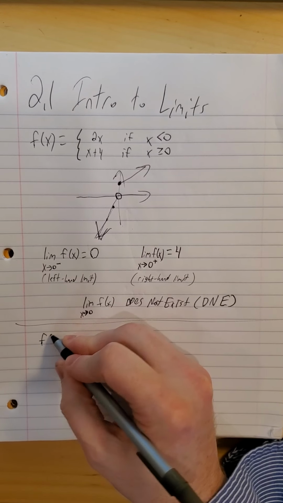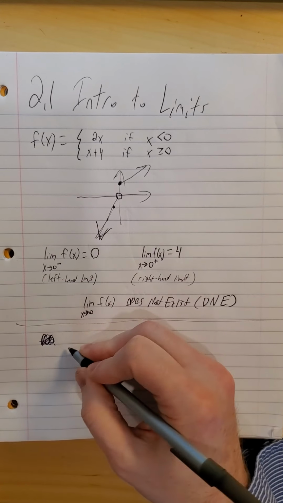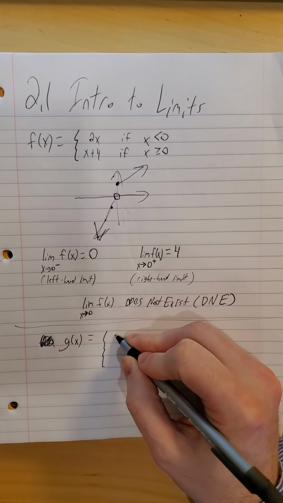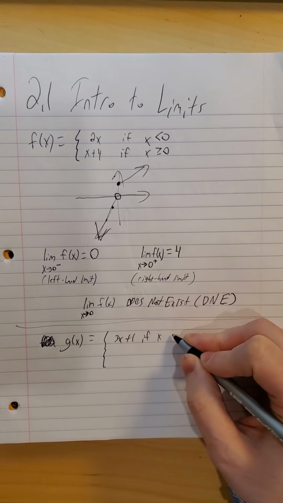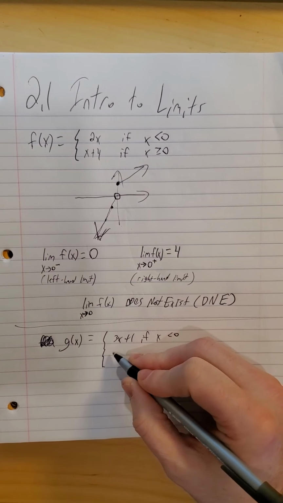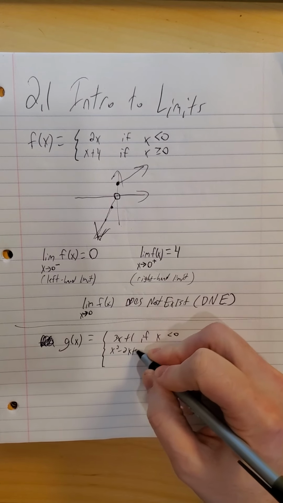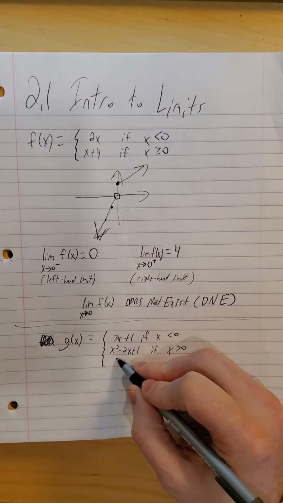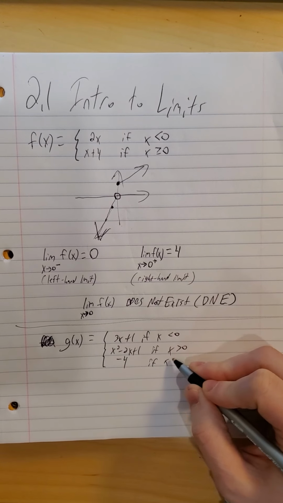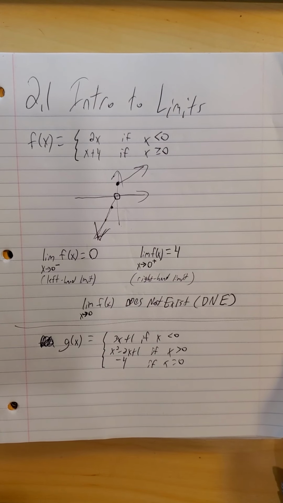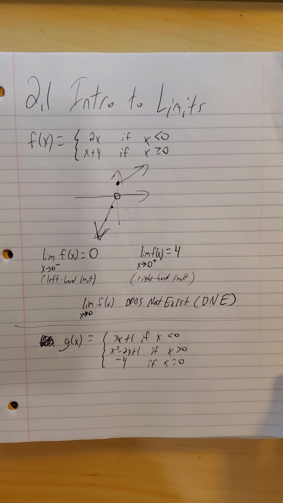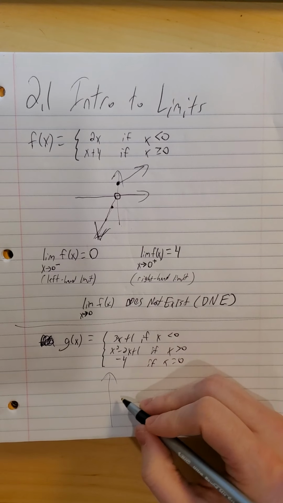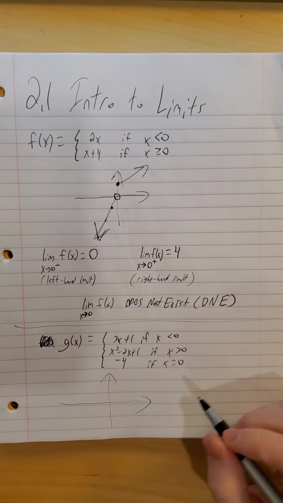So for this next one, we already used f of x, so let's call this guy g of x. So g of x is going to be 3x plus 1 if x is less than 0, x squared minus 2x plus 1 if x is greater than 0, and negative 4 if x is exactly equal to 0. So again, I'll do just a quick rough sketch of what this piecewise function will do.